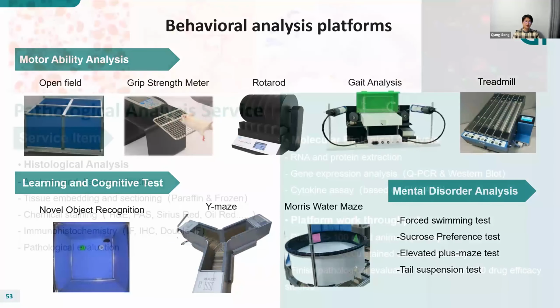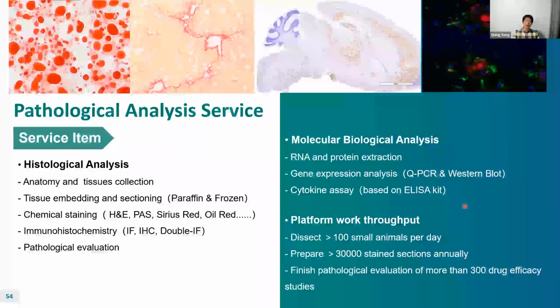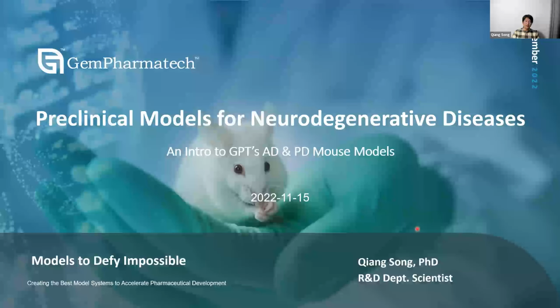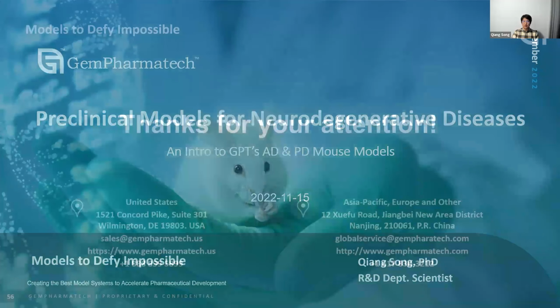Besides that, we also provide pathological analysis services, like histological analysis, and also molecular biological analysis. Also, our platform has high working throughput. Thank you very much for your time in sharing the preclinical models for neurodegenerative disease from our company. I will stop here and very much hope for your questions.